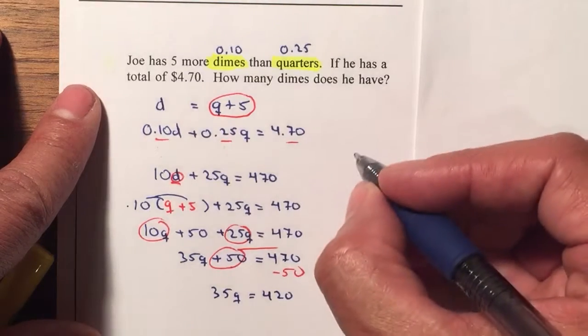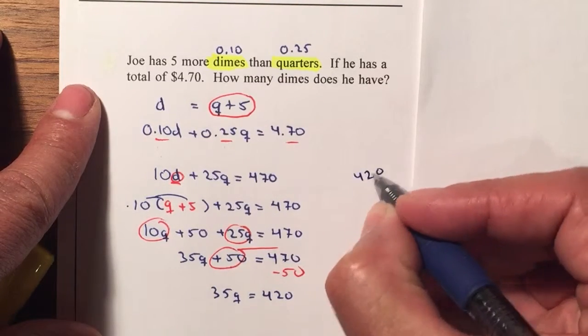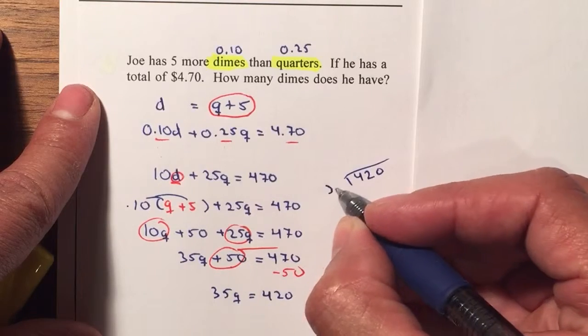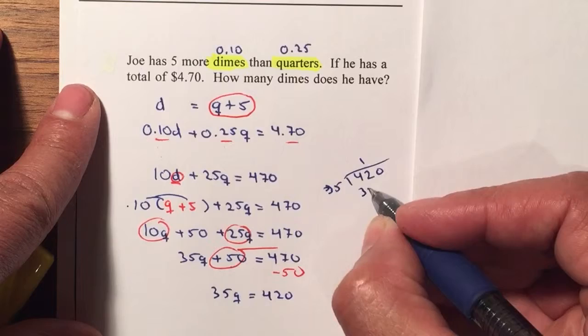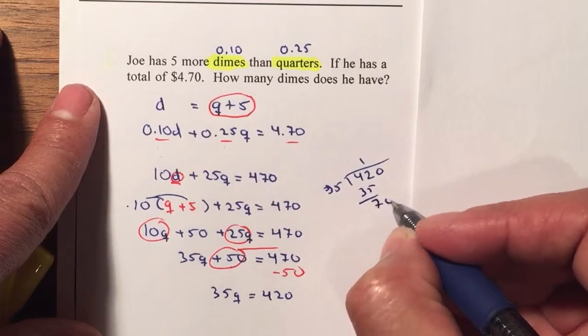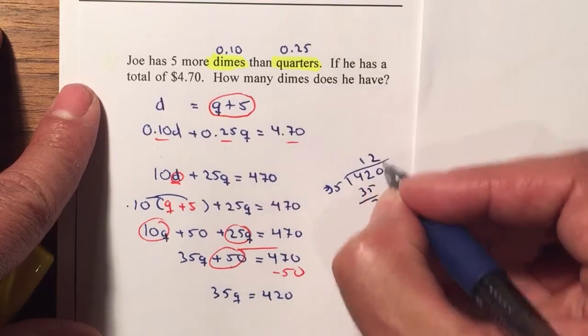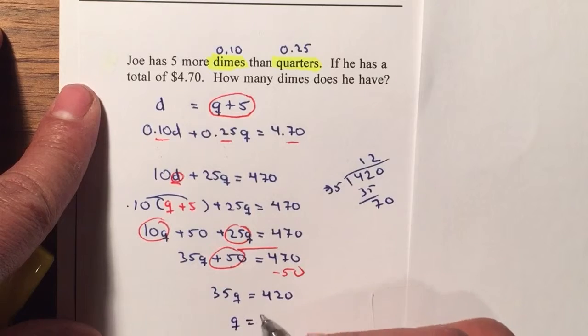And I'm going to divide. 420 divided by 35. That is 1. 1 times 35 gives me 35. And that is 7. 35 goes into 70 twice. So Q is equal to 12.